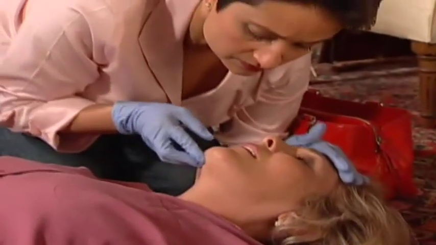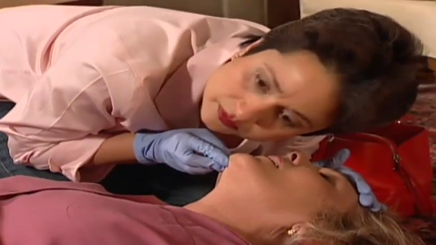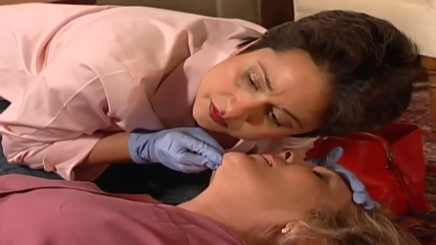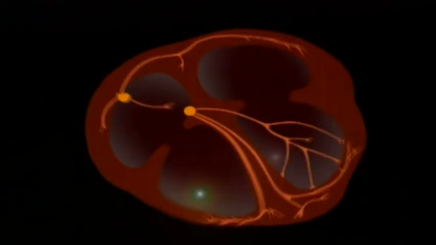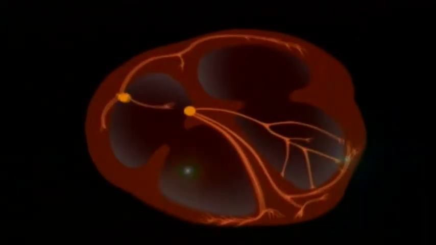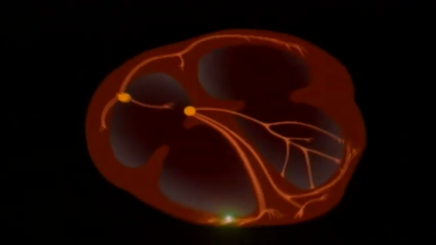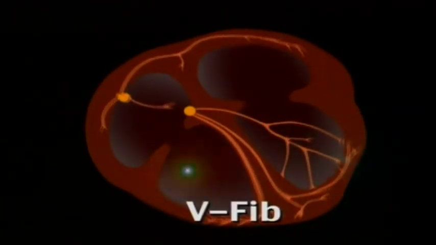A person suffering cardiac arrest will become unconscious, stop breathing, and show no other noticeable signs of life. This means that the heart has stopped functioning. One of the most common forms of cardiac arrest occurs when the heart simply quivers without any organized rhythm. This condition is called ventricular fibrillation, or VFib.